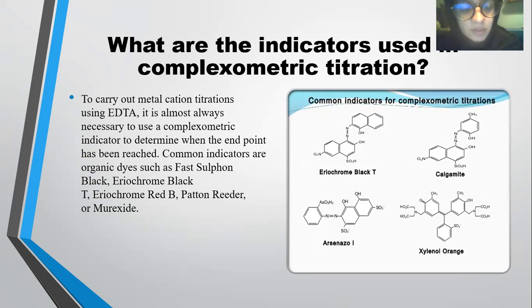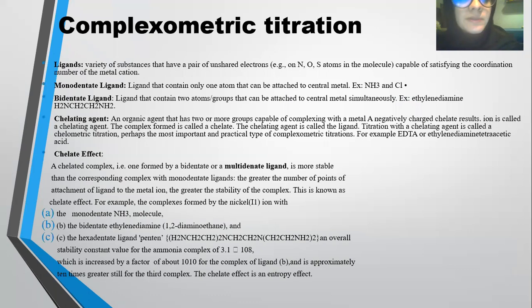Common indicators are organic dyes such as eriochrome black T, murexide, and others. I also already told you in the previous slide. Complexometric titration. Here are some complexometric titration ligands.